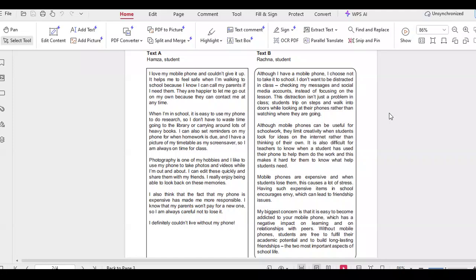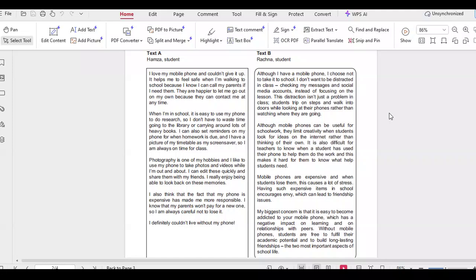So he says that when his phone is expensive, he needs to be more careful, and he has got the opportunity to fulfill one of his hobbies, that is photography. Then he mentioned that I also think that the fact that my phone is expensive has made me more responsible. I know that my parents won't pay for a new one, so I am always careful not to lose it. I definitely could not live without my phone. So Hamza is basically in favor that the phones must be carried by the students.